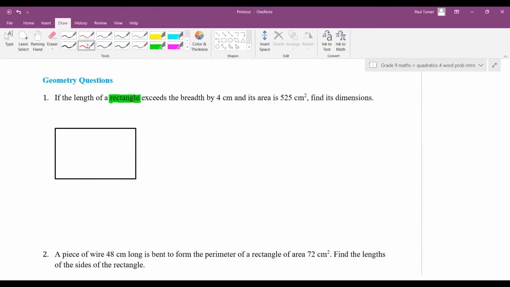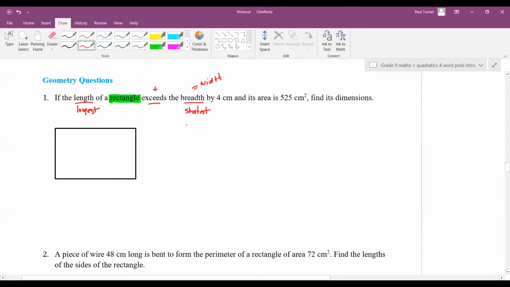Look for your keywords. You've got length. So length is normally considered to be the longest side. So the longest. And the breadth, well, that's the same as the width. So that would be the shorter side of the rectangle. Okay, and we see this word exceed. So something is going to be added on here.